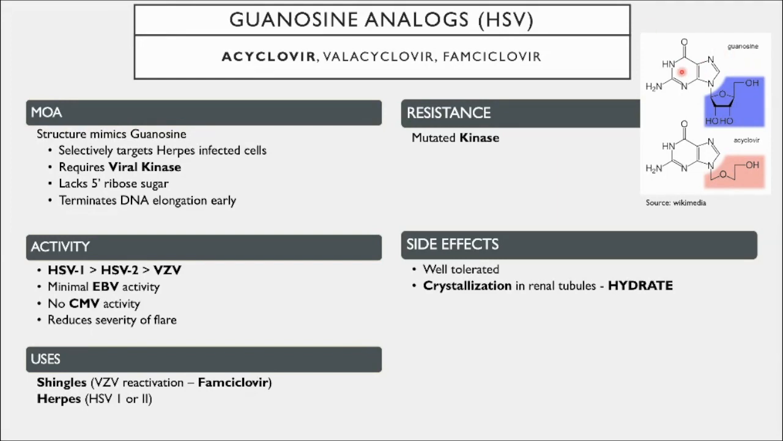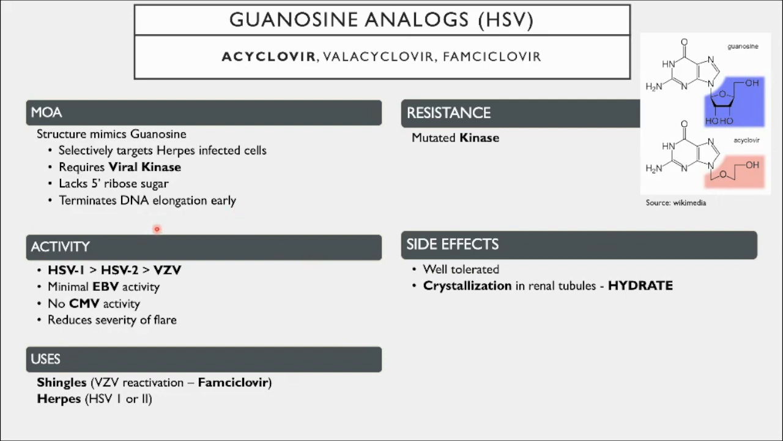So if you look at the structure of guanosine and then look at the structure of acyclovir, the key difference here is that the ribose sugar that is present in guanosine is no longer present in the acyclovir. So this comes in, it tricks the DNA polymerase into thinking it's guanosine, but there's nothing to connect to moving forward, so it terminates the chain early, and the virus therefore cannot replicate.